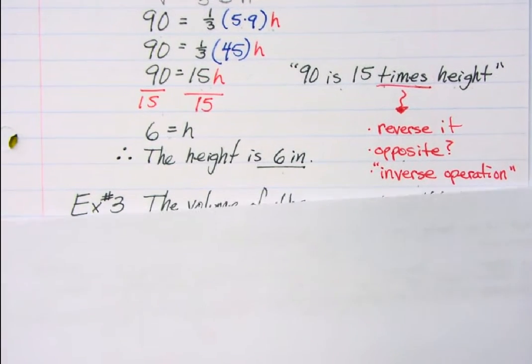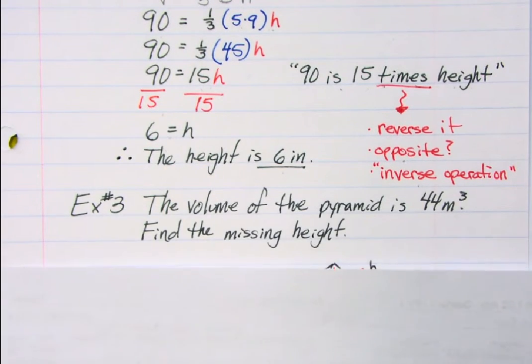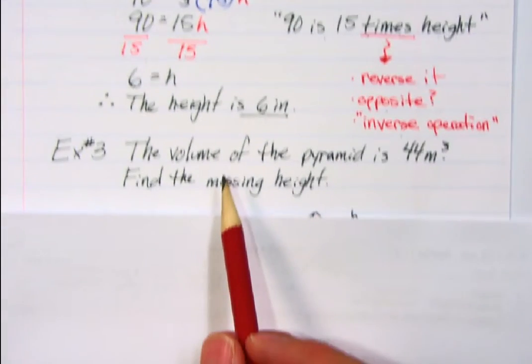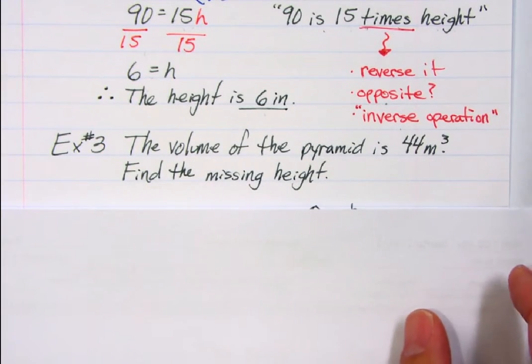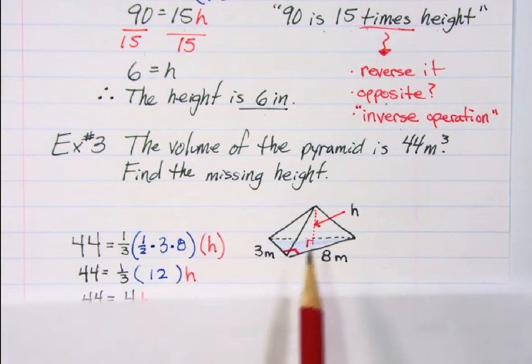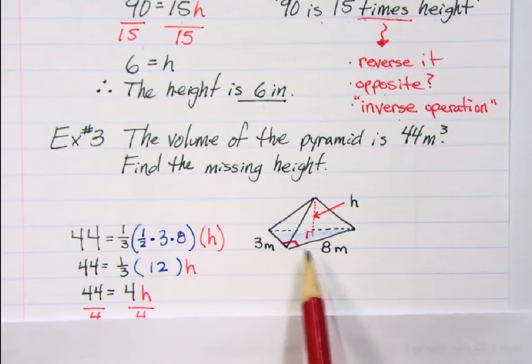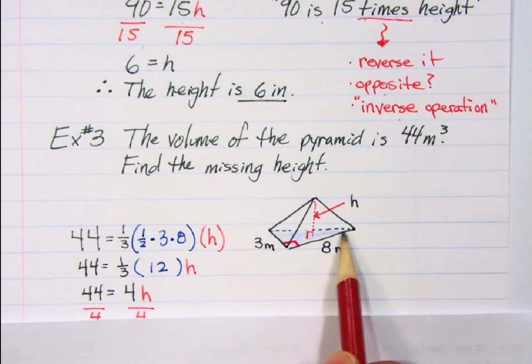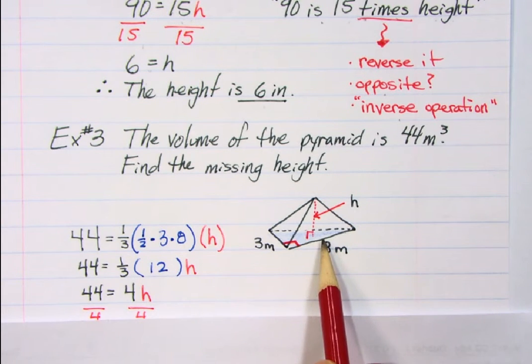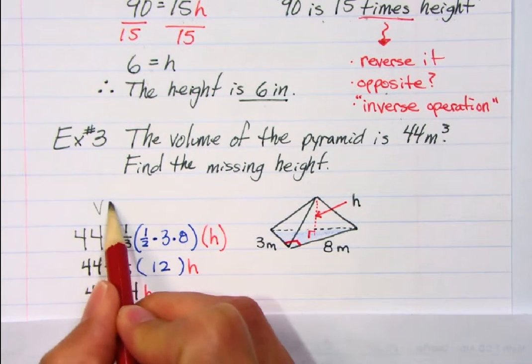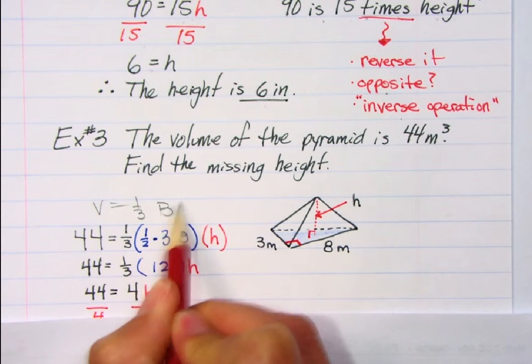This is our last example here. I know I'm going by quick, but get this into your notes and it'll help you out. The volume of the pyramid is 44 meters cubed. Find the missing height. Once again, I take a look. The big key here is this base is not a rectangle, it's a triangle. So I know that the volume is equal to 1/3 base times the height.